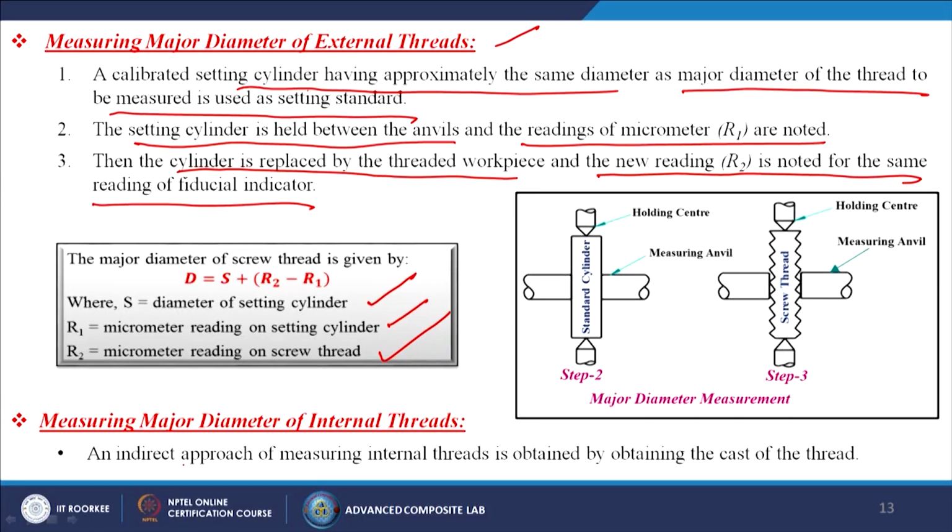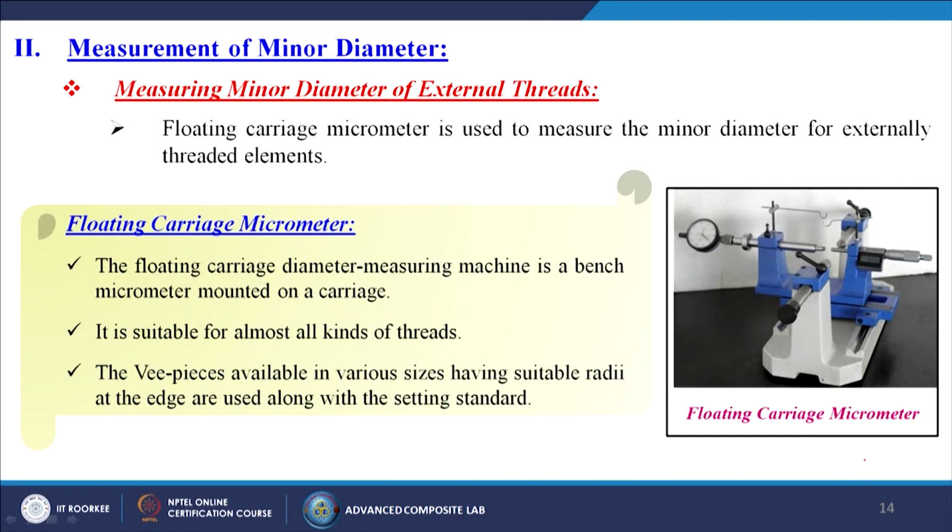Now, for measuring the major diameter of internal threads, an indirect approach is obtained by taking a cast of the thread. Now, measurement of minor diameter: how can we measure the minor diameter? A floating carriage micrometer is used to measure the minor diameter for externally threaded elements. So, this is the equipment.